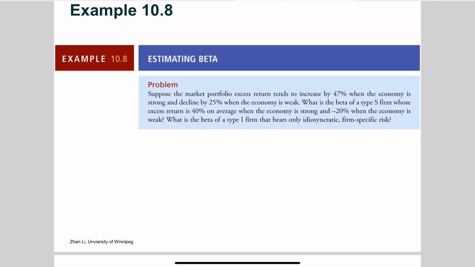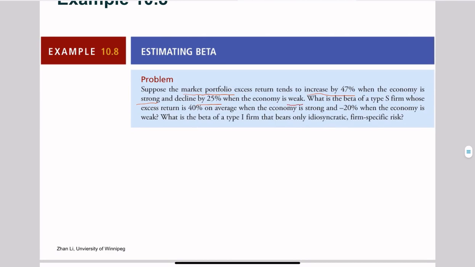So here you can see that the market portfolio increases by 47% when the economy is good, declined by 25% when the economy is bad. Now we have two kinds of firms, type S firm, whose return is 40% on average when the economy is good and minus 20% when the economy is weak. And then we have type I firm. And type I firm has only idiosyncratic firm-specific risk.